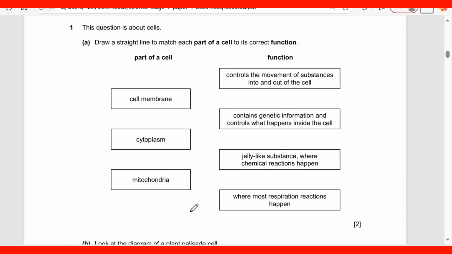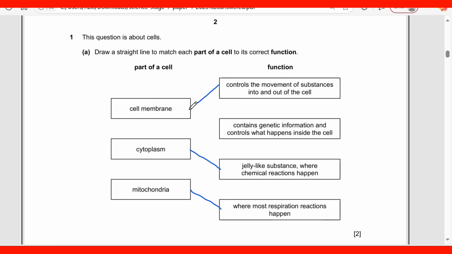Okay, let's check out the answer, guys. So the cell membrane controls the movement of substances into and out of the cells. Cytoplasm, jelly-like substance, where chemical reactions happen. Mitochondria, where most respiration reactions happen.